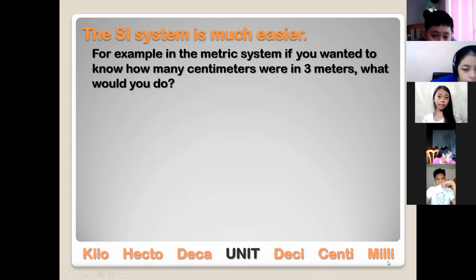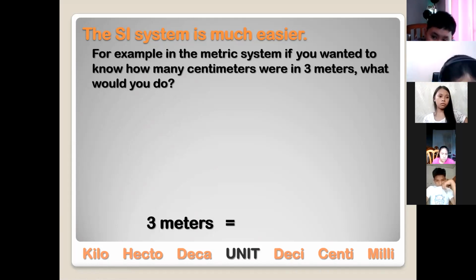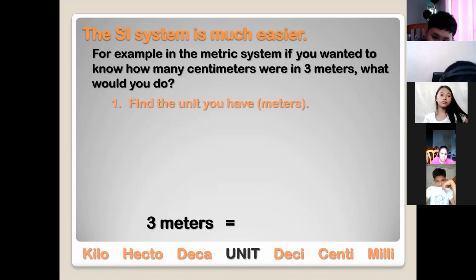This is what I did mention a while ago about the conversion of the metric system and how light it is compared to the English system. So how we're going to do, class, in converting 3 meters to centimeters. First, you get the unit. Find that unit. And where's that unit in your solution here? That unit is probably located here in the base unit.